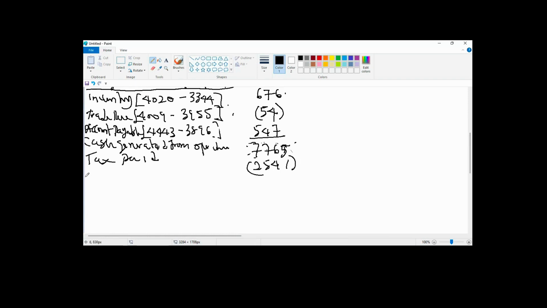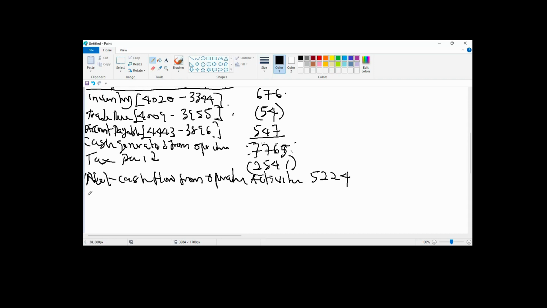This will now give me net cash flow from operating. 7765 minus 2541 is 5224.